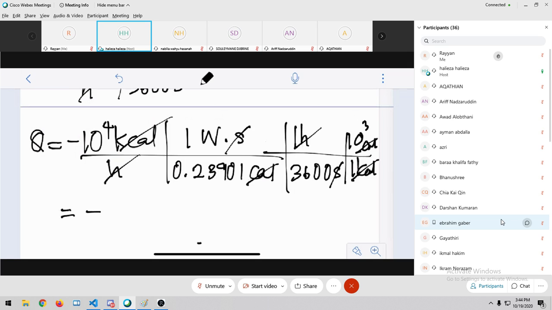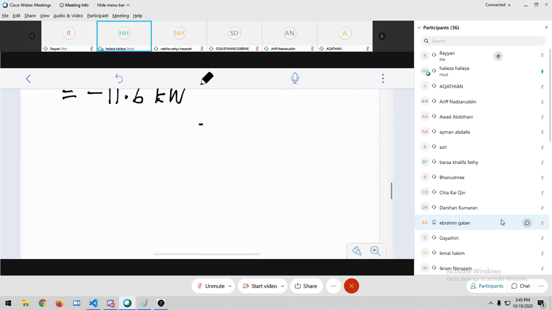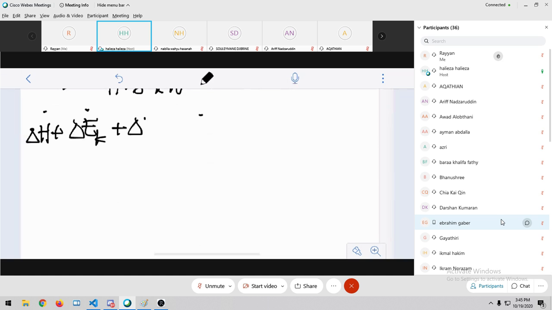If I look at the textbook, let's see whether the textbook has the answer. Okay, the textbook answer is minus 11.6 kilowatt. Did you get the same answer? Yes, Doctor. Okay, now we have everything there. So now all we have to do is put down the values. We have our enthalpy, our kinetic energy, our potential energy, our Q, and our work.